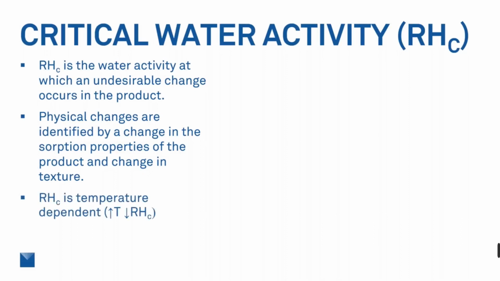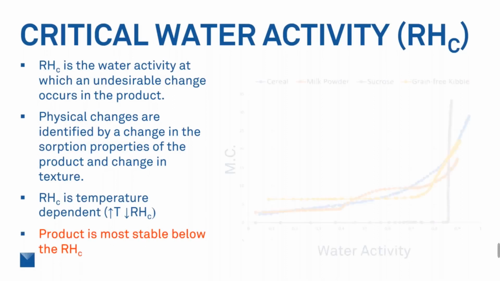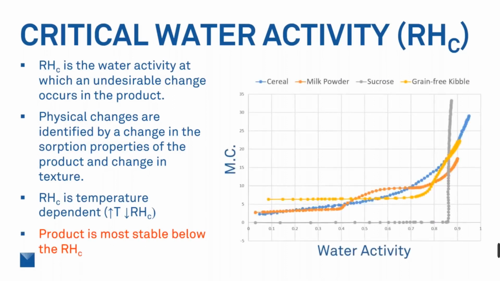Your critical water activity is actually temperature dependent, and as you increase the temperature of your product, your critical water activity is going to decrease. This means that your product is going to be the most stable below the critical water activity. So it's important that you know that critical water activity so that you can try to stay below it throughout your production. To the right here is a graph showing several different isotherms that Mary put together for us.